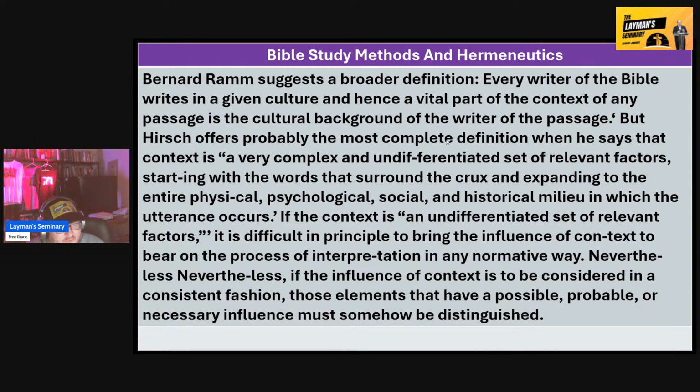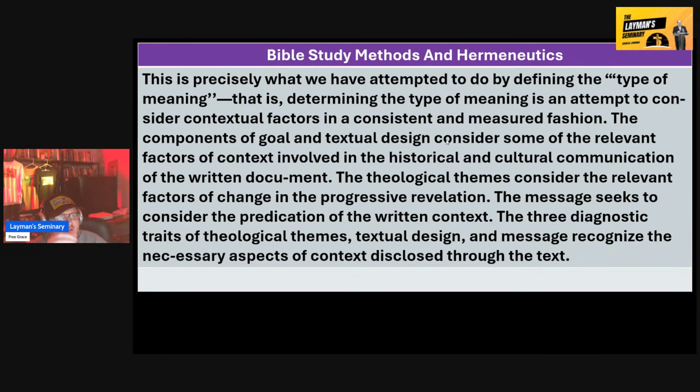If the context is an undifferentiated set of relevant factors, it is difficult in principle to bring the influence of context to bear on the process of interpretation in any normative way. Nevertheless, if the influence of context is to be considered in a consistent fashion, those elements that have a possible, probable, or necessary influence must somehow be distinguished. This is precisely what we have attempted to do by defining the type of meaning. That is, determining the type of meaning is an attempt to consider contextual factors in a consistent and measured fashion.